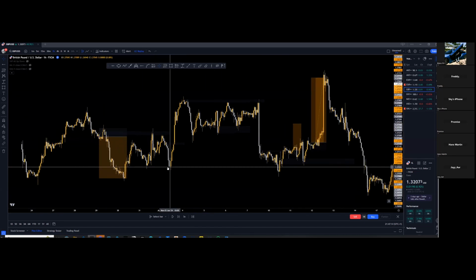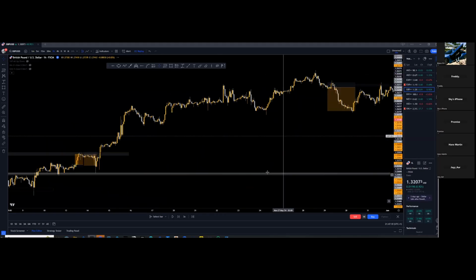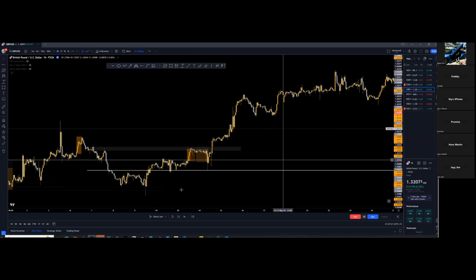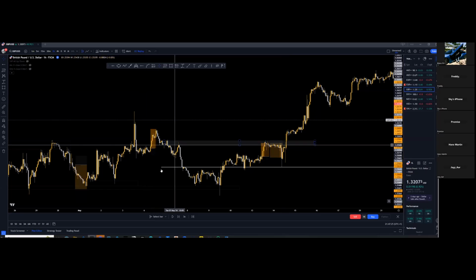Oh no, this is not giving me a lot of bullish and bearish engulfing demand and supply zones. I'm not seeing a lot of them. But you guys get the idea, right? You get the idea, you get the gist of it.